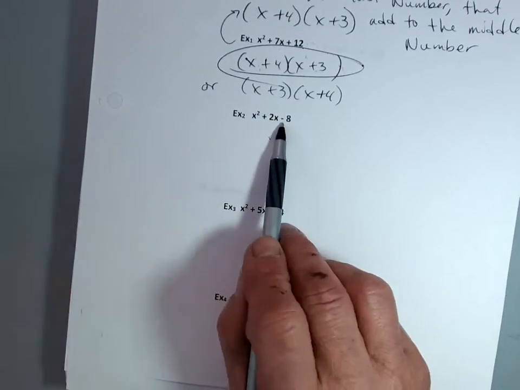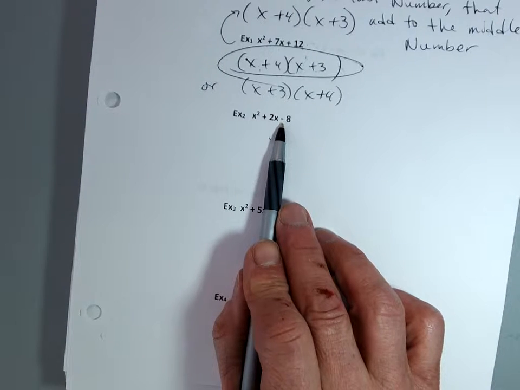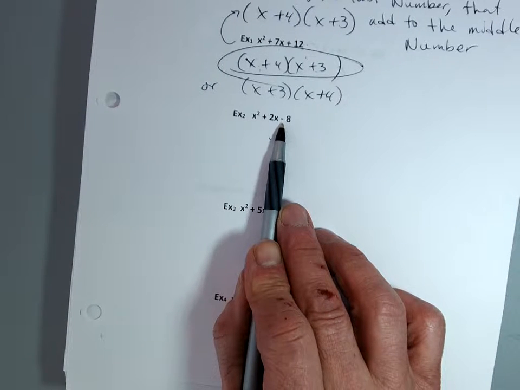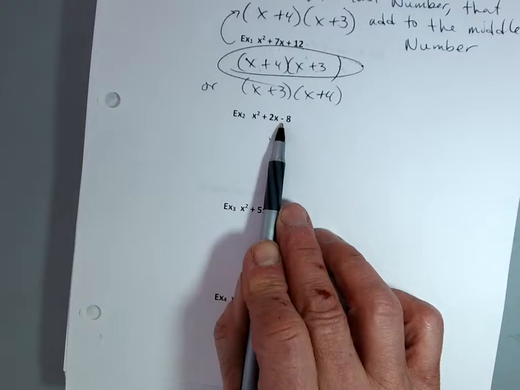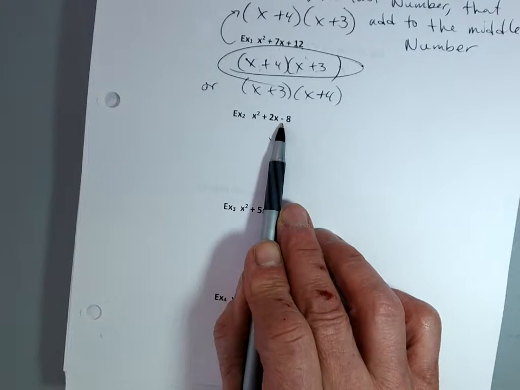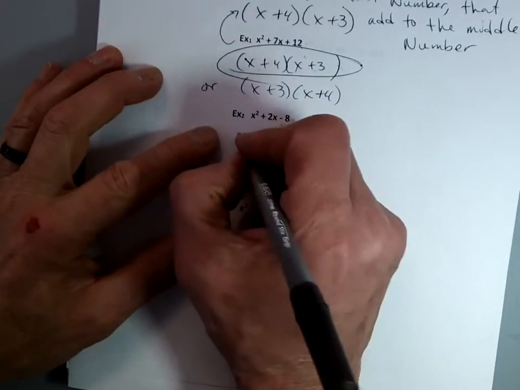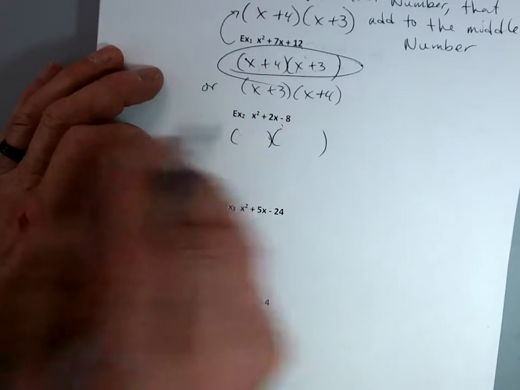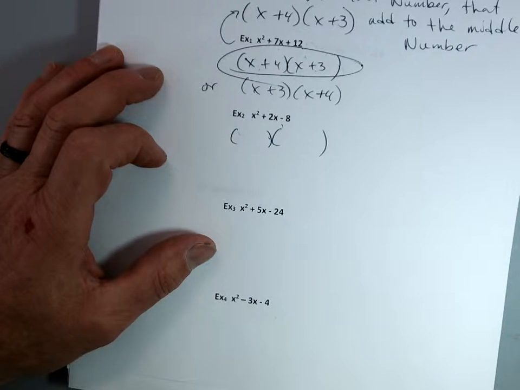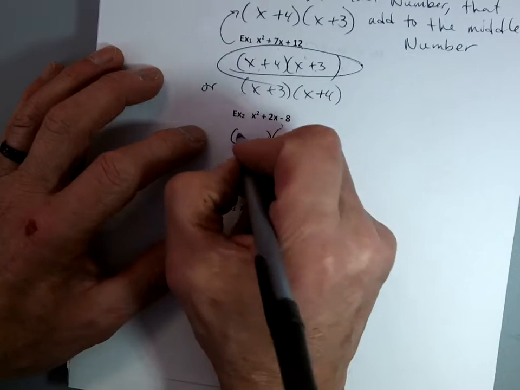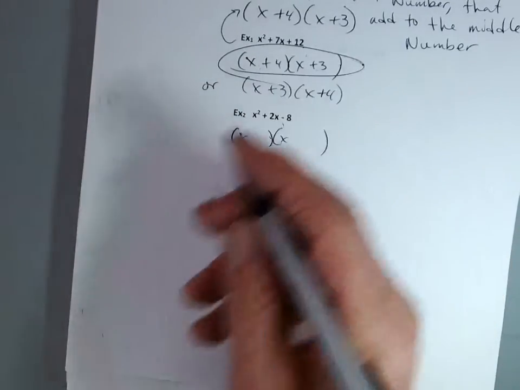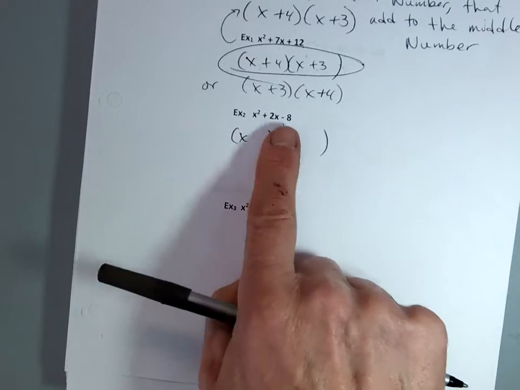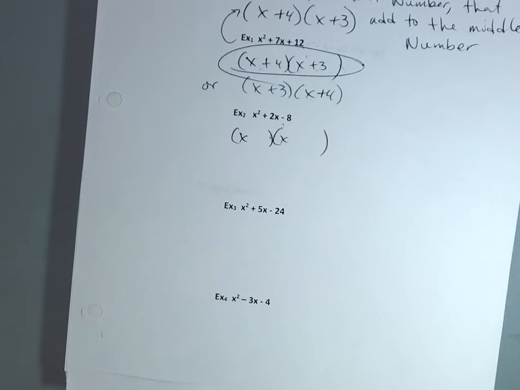So with example 2, I got a negative multiple of the last number. The only way you can get a negative is with a positive and a negative. Does that make sense? So again, parentheses, parentheses. X and x. Now, what times what makes a negative 8?